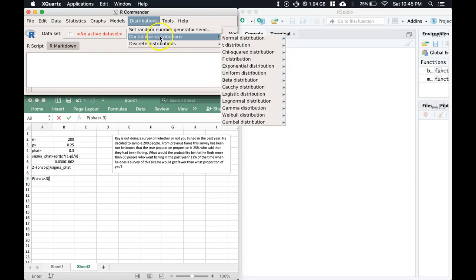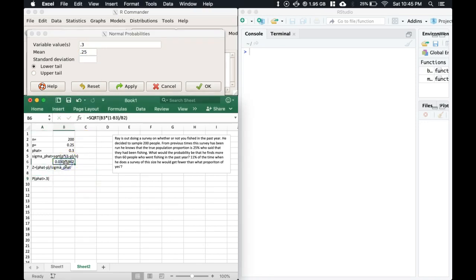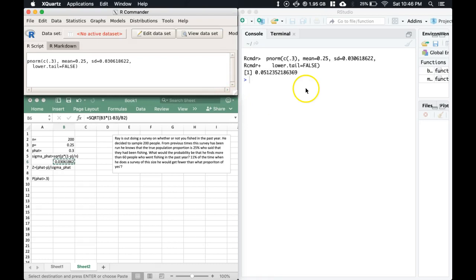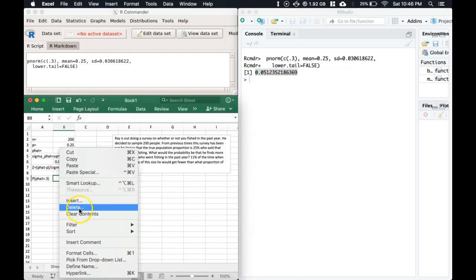We're still going to go distributions, continuous, normal probabilities. This time we're just using proportion values though. So we're doing our critical value, our p hat, 0.3. The mean is 0.25, and the standard deviation is, well, this nasty thing. So remember, copy and paste is your friend. Copy, paste, and we want to know that he finds more than, so we want upper tail. Okay, and we can click OK, and we get this probability. It's a little over 5%. So I'm going to copy that, and I'm going to put it right here, and I'm going to paste it.